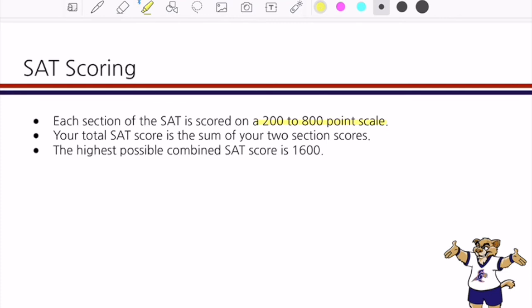Make a note here that your score on the math portion of the SAT makes up half your overall score on the test. So it is important to study for and do your best on the math test so that you can get the highest overall score you can on the SAT. The highest possible combined SAT score is 1600, so that's the maximum score that you can receive on the test.